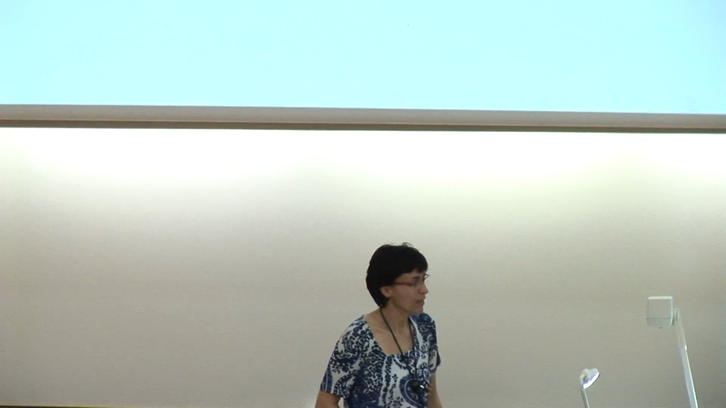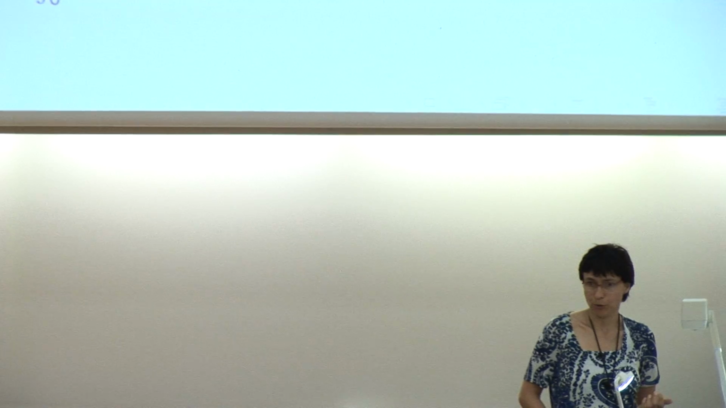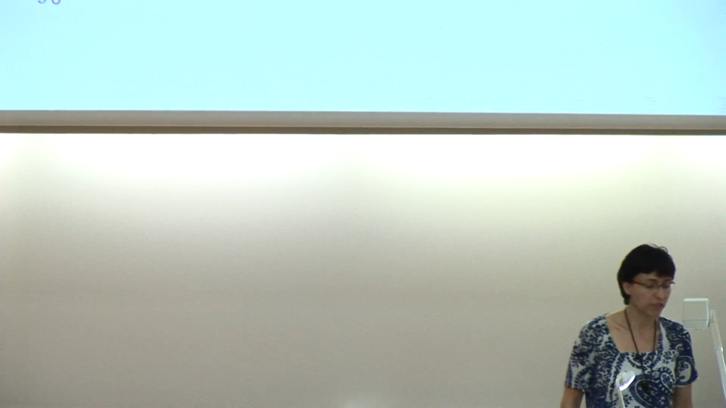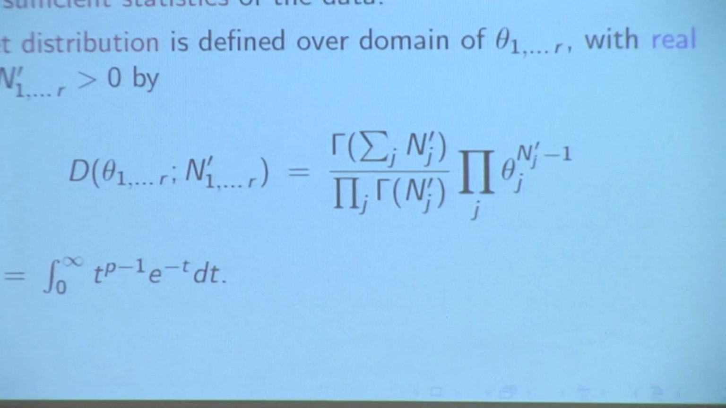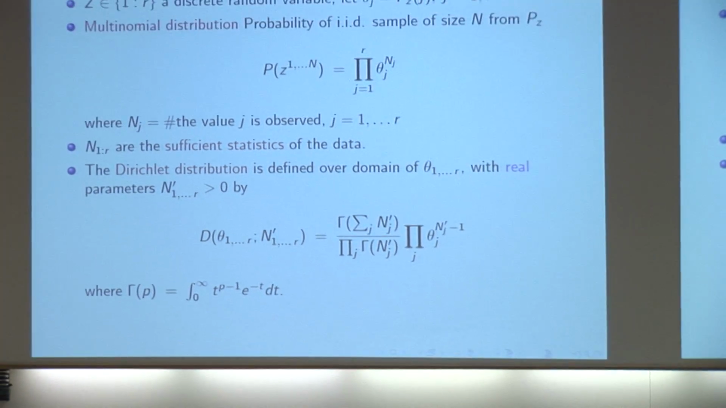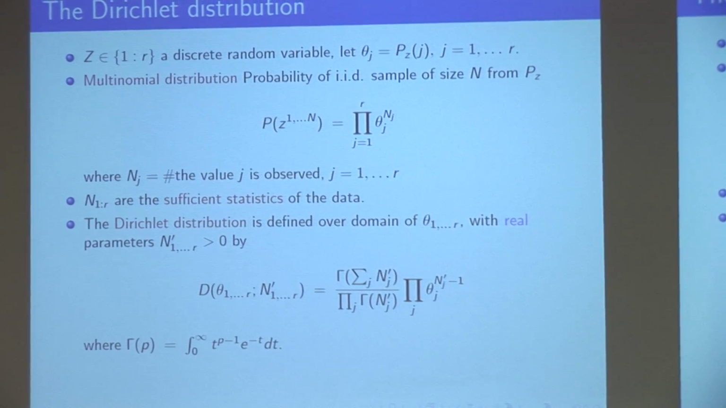How many of you have actually encountered the Dirichlet distribution already? Some, more than some. So the interesting thing about the Dirichlet distribution is that it is a distribution over distributions. And that's what makes it a good preamble to Dirichlet process mixtures. So we start with a discrete random variable that takes R values. And we denote its probability distribution by P sub z. The random variable is z. And the parameters of this distribution are theta.